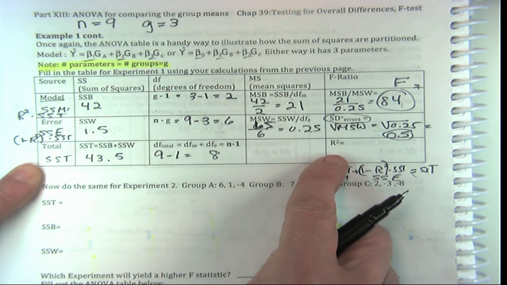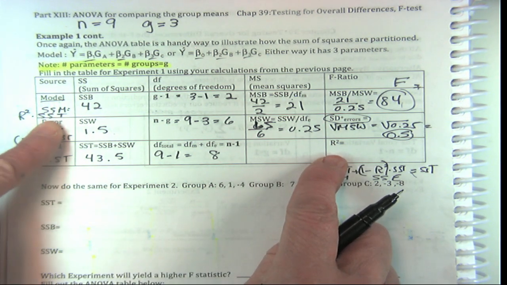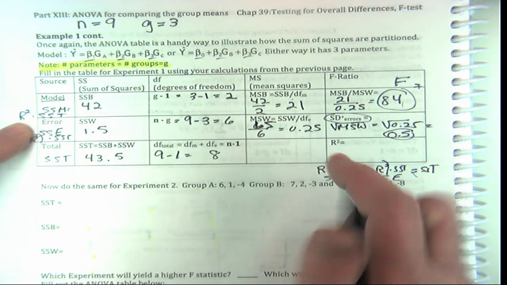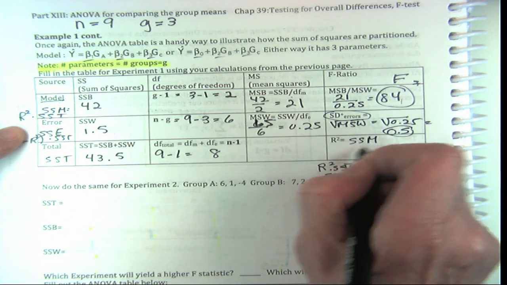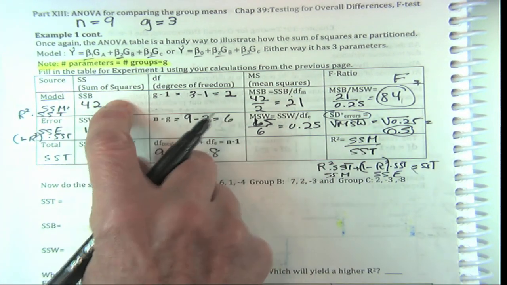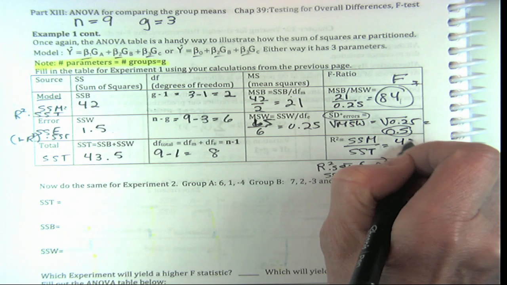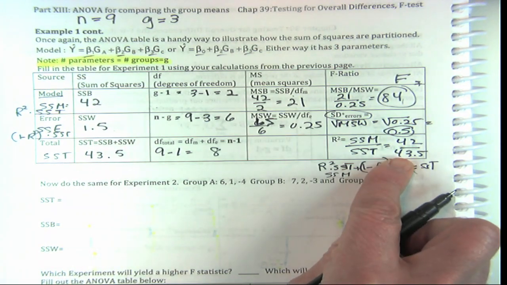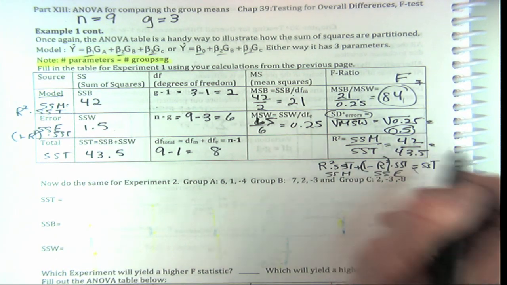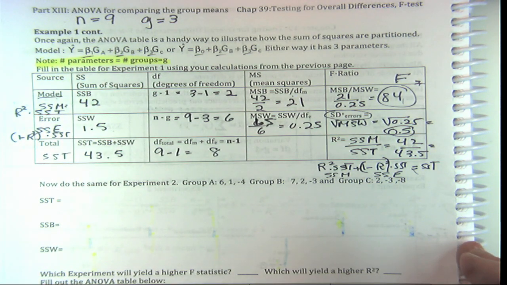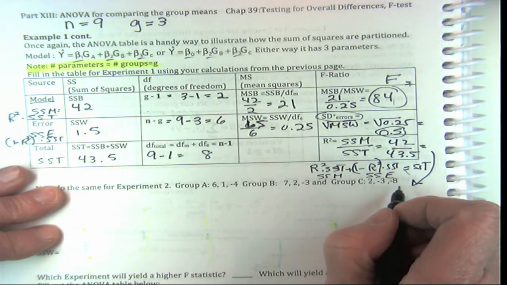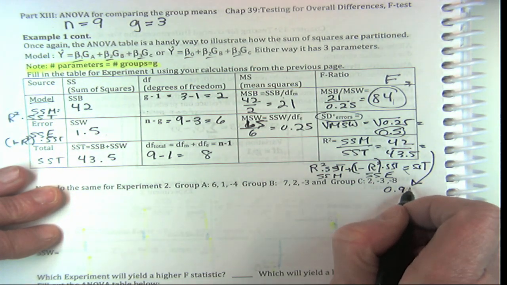So how do you get R squared? Well, R squared times SST is sum of squares model, so R squared is just sum of squares model over SST. Just 42 over 43.5. That's what it is. And that right there is equal to 0.9655.